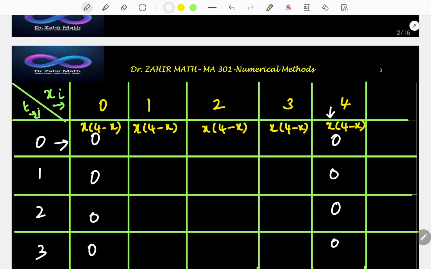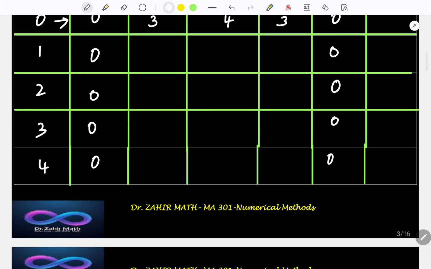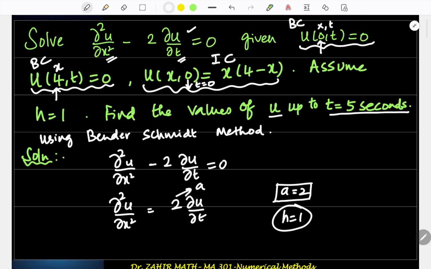So now you are going to put x is equal to 0 and x is equal to 1, x is equal to 2, x is equal to 3 and x is equal to 4, right? If I put like this, you will get x is equal to 0, it is 0. X is equal to 4, this is 0. 1, if I put 1, 4 minus 1, which is going to become 3. 2, 4 minus 2, which is equal to 2 into 2, 4. 3, 4 minus 3 is 1, so 3. Now the remaining values, you are going to use what?